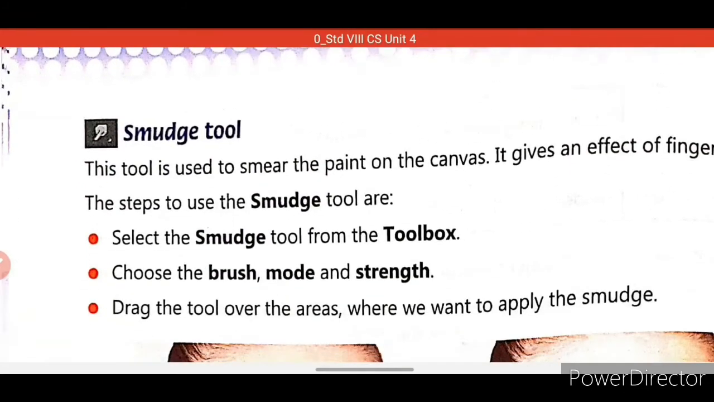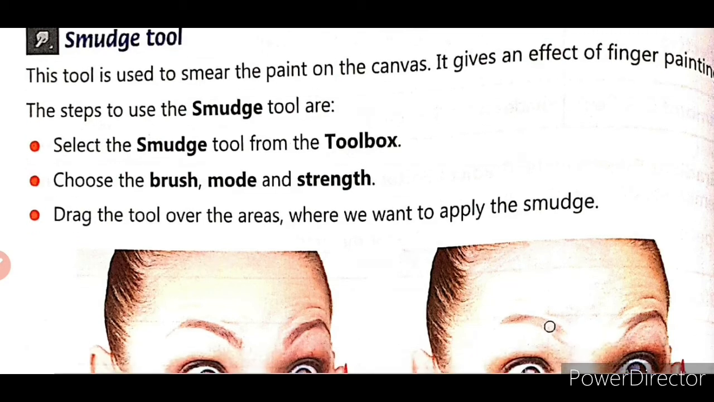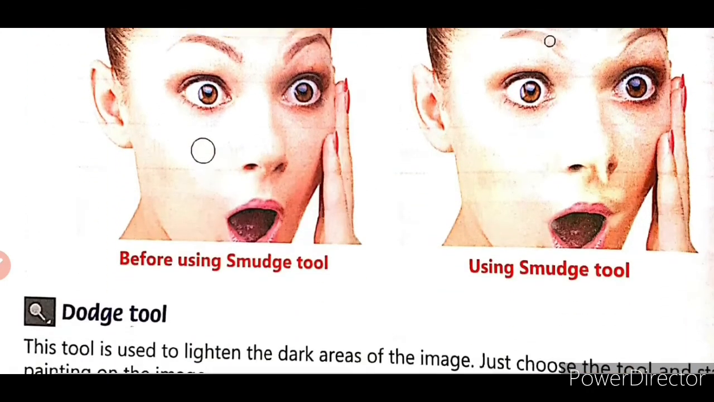Next we'll see about the smudge tool. This tool is used to smear the paint on the canvas. It gives an effect of finger painting. The steps to use the smudge tool are: select the smudge tool from the toolbox, choose the brush mode and strength, then drag the tool over the areas where we want to apply the smudge.